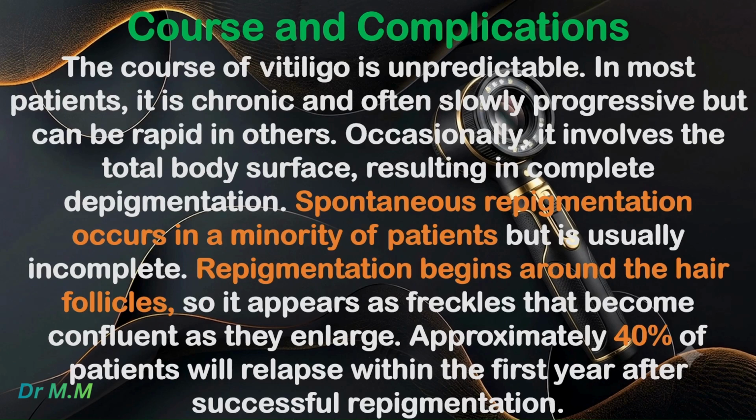Course and complications. The course of vitiligo is unpredictable. In most patients, it is chronic and often slowly progressive but can be rapid in others. Occasionally, it involves the total body surface, resulting in complete depigmentation. Spontaneous repigmentation occurs in a minority of patients but is usually incomplete. Repigmentation begins around the hair follicles, so it appears as freckles that become confluent as they enlarge. Approximately 40% of patients will relapse within the first year after successful repigmentation.